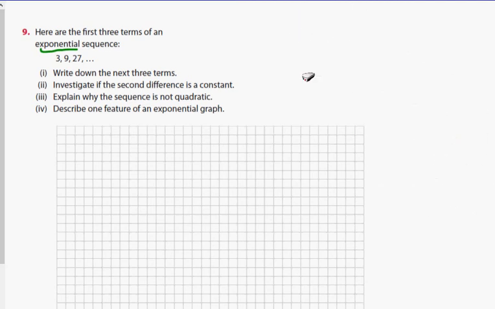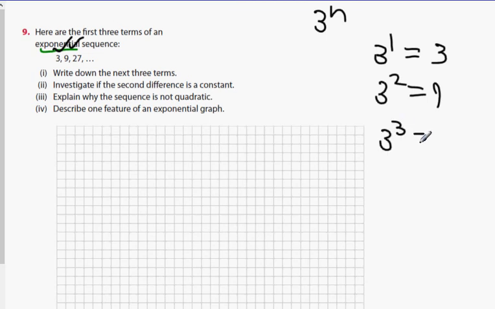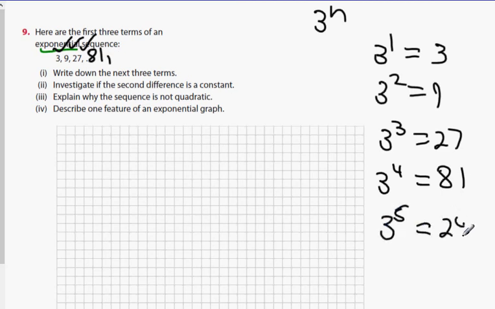Another example of an exponential sequence would be 3 to the power of n. What's 3 to the power of 1? 3. What's 3 to the power of 2? 9. 3 to the power of 3 is 27. What's the next one? 3 to the power of 4 is 81. What's the next one? 3 to the power of 5? 243. What's the one after that? 3 to the power of 6, which is 729. Okay.